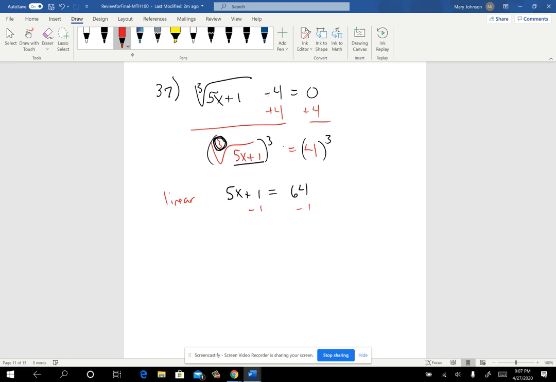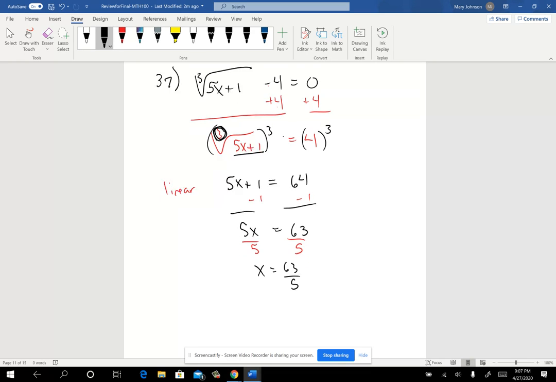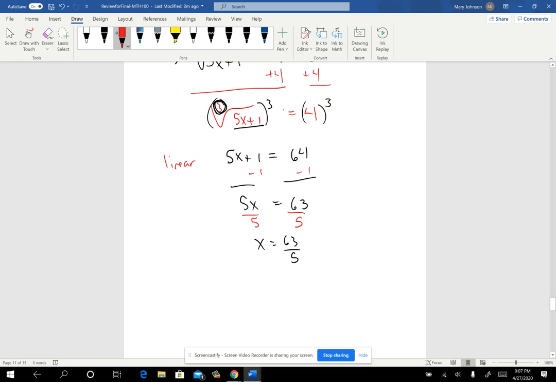So I'll just subtract 1. I get 5x equaling 63. Divide by 5. And I get x equaling 63 over 5. All right, now normally you have to be sure to check radical equations. Cube roots really aren't an issue, but you shouldn't really know that yet because you're just new to this. So you should go ahead and check your radical equations just to be sure.